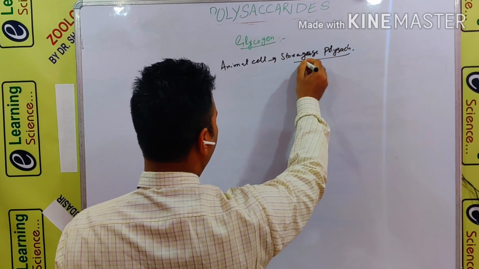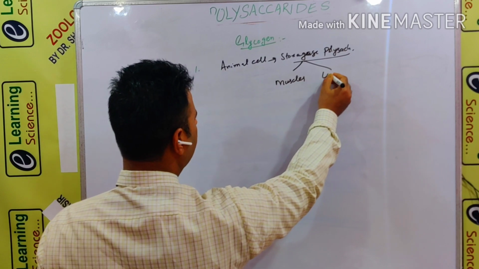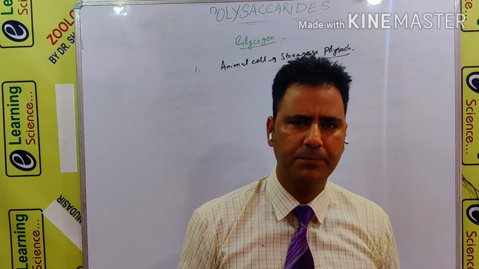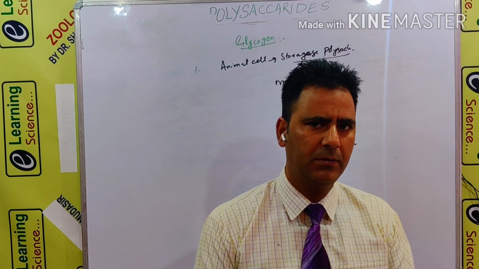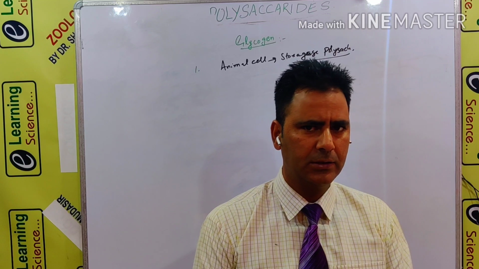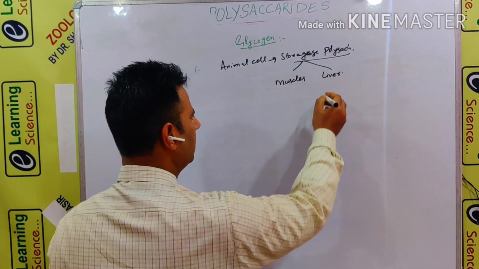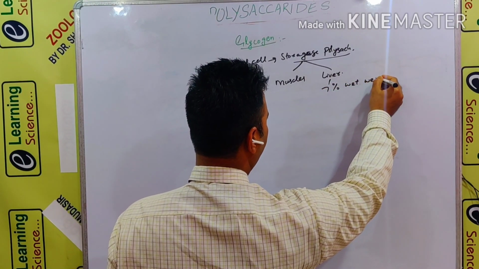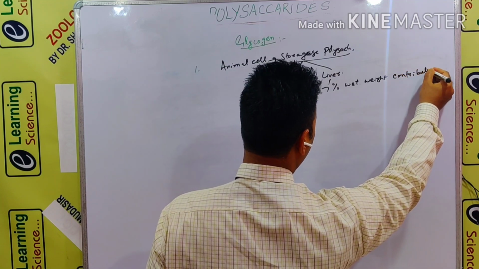this polysaccharide at two places. One is in the muscles and the second is in the liver. As a source of energy, we are storing it. And if you see the weight of the liver, as far as this glycogen is concerned, the liver has 7% of its wet weight contributed by glycogen.